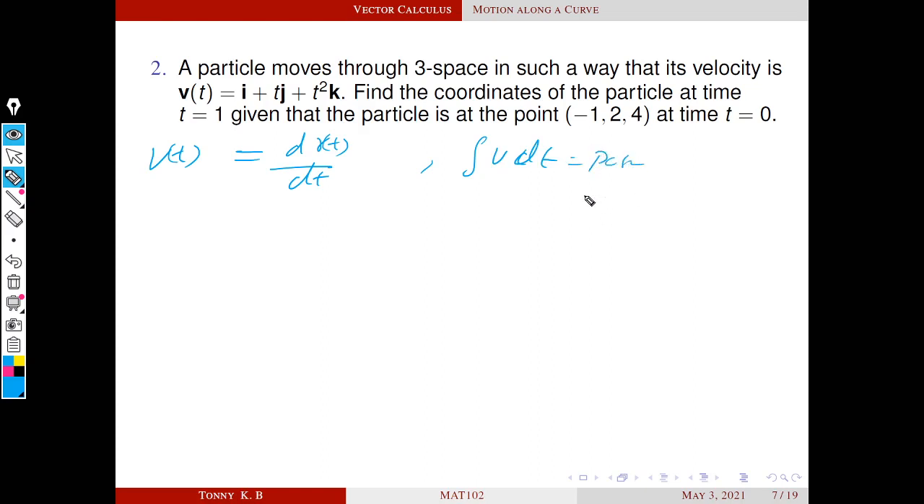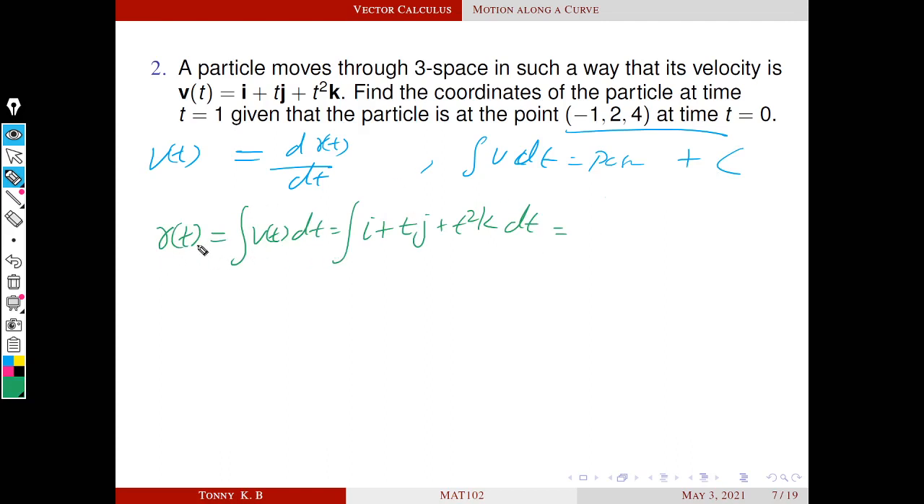But integration does not give the exact position. Why? Because integration involves a constant of integration, so we have to remove this constant. To do that, we use the initial condition, because it is given that initially the particle is at a particular position. Using this condition, we can easily evaluate c. That is the idea of this problem.